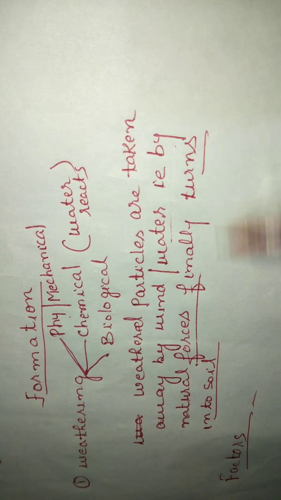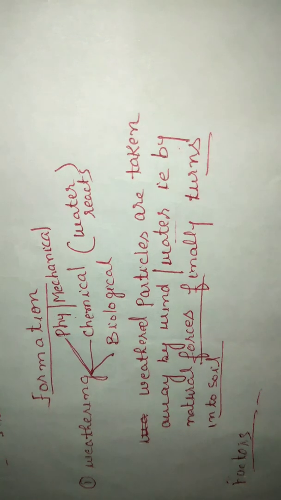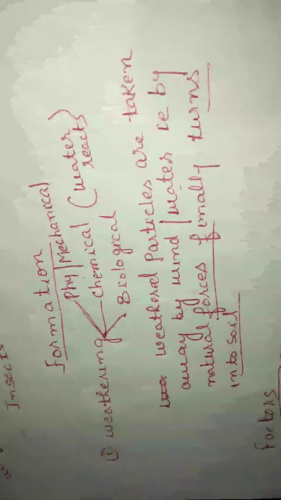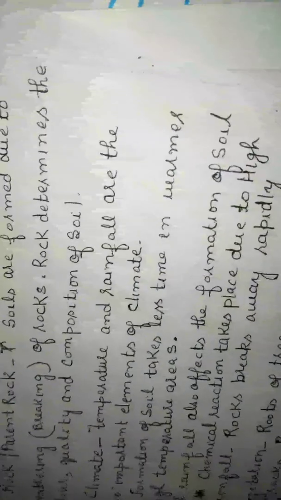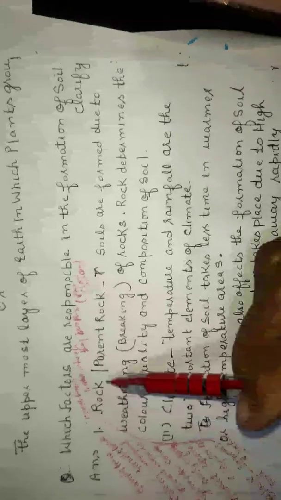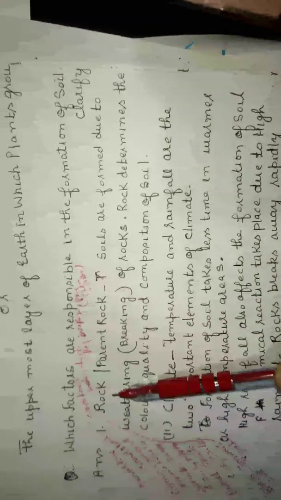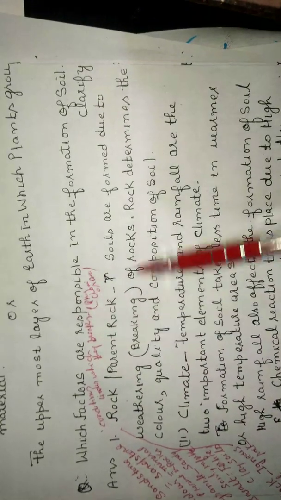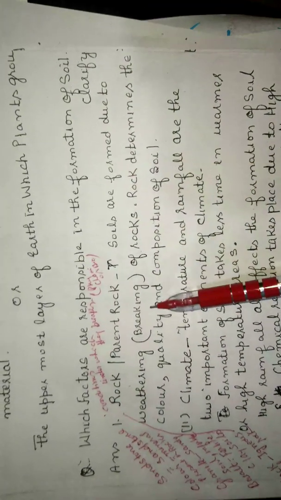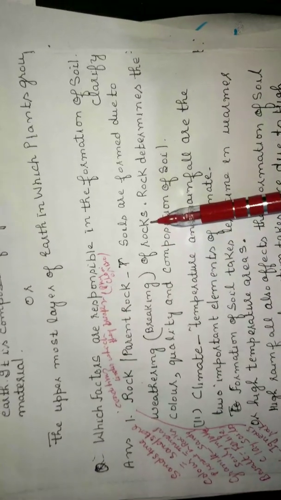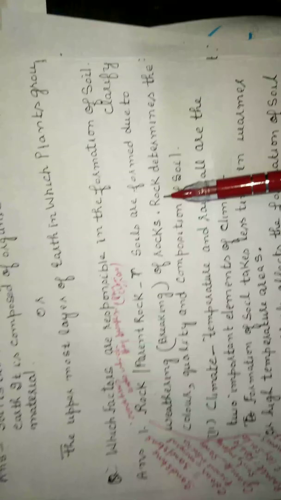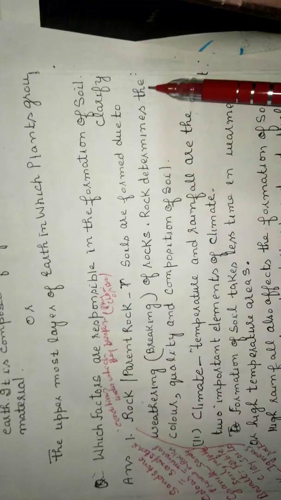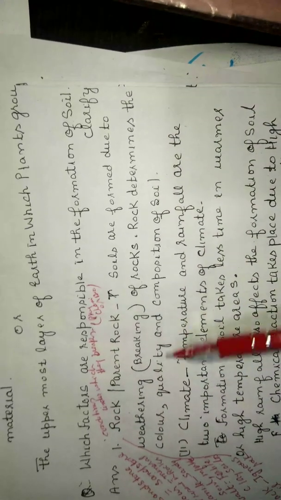Now, let us discuss about the various factors responsible in the formation of soil. The first important factor is rock or parent rock. Soils are formed due to weathering of rocks, you know very well. And the rock determines the color, quality, and composition of soil.